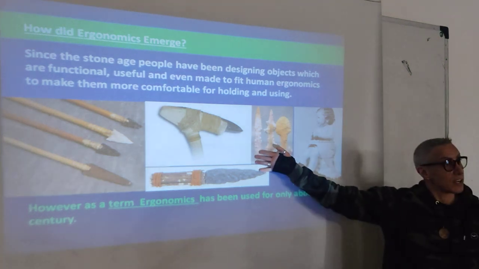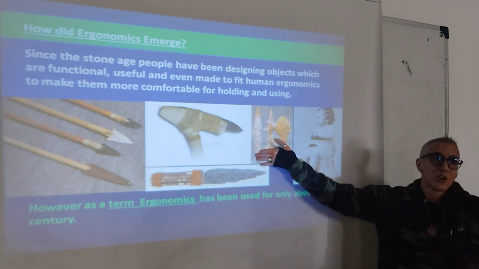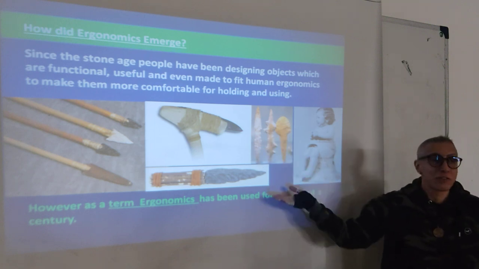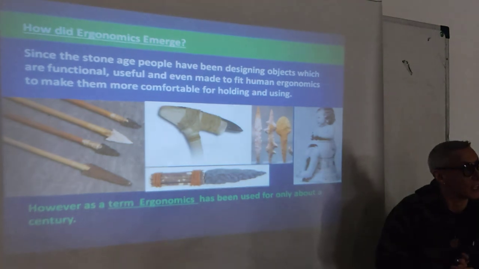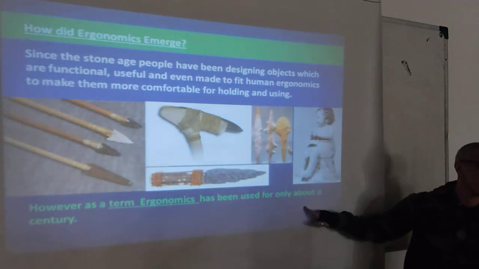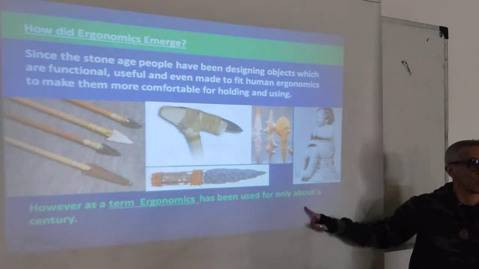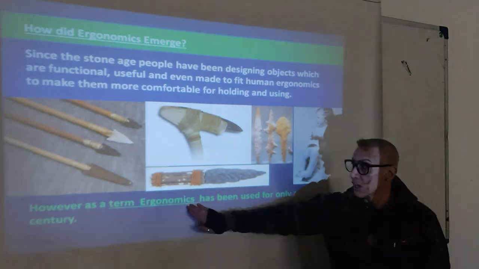Okay? So, but did these people in the Stone Age use ergonomics to design these? No, no. They didn't have a science called ergonomics. They didn't have books. They didn't have anything. The word ergonomics as a term started around 100 years ago, about a century, not a long time, okay? As a science, it emerged.